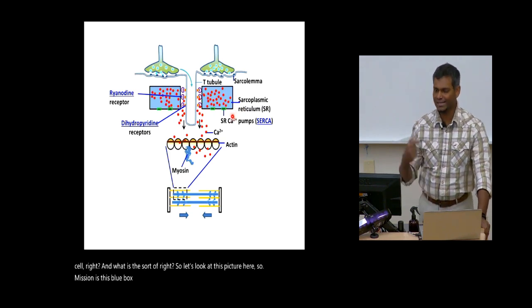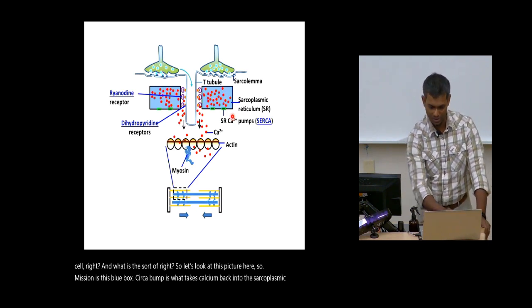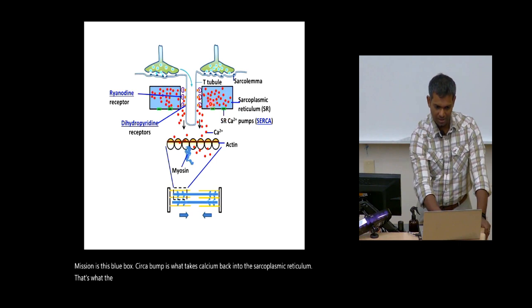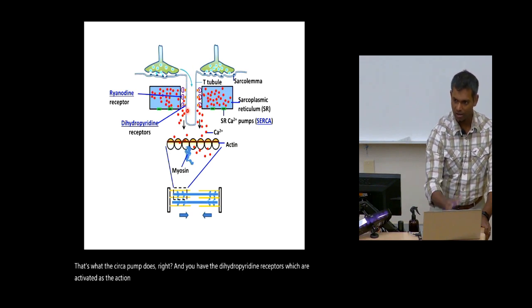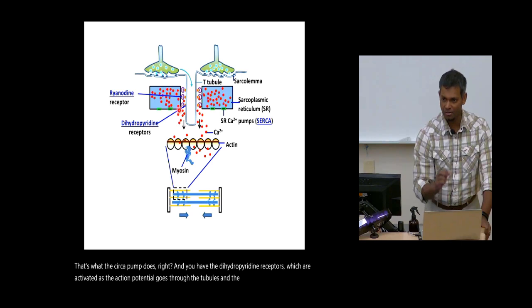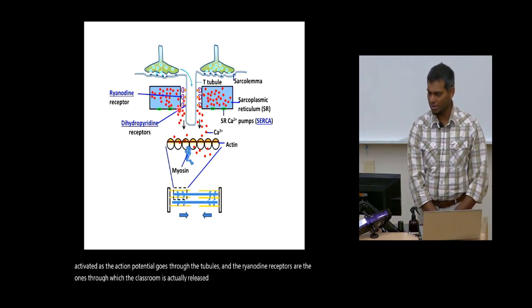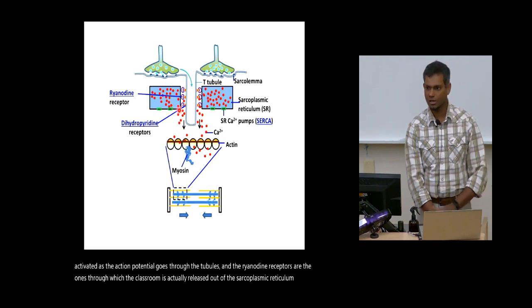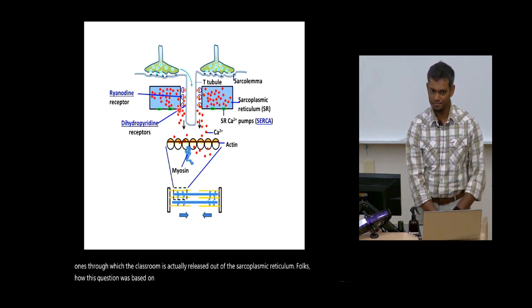The SERCA pump is what takes calcium back into the sarcoplasmic reticulum. That's what the SERCA pump does, right? And you have the dihydropyridine receptors, which are activated as the action potential goes through the T tubules, and the ryanodine receptors are the ones through which the calcium is actually released out of the sarcoplasmic reticulum. Is this clear, folks, how this question was based on this slide?